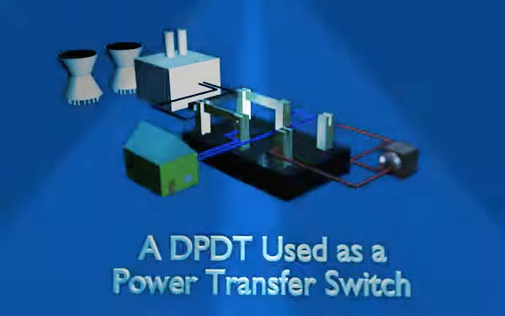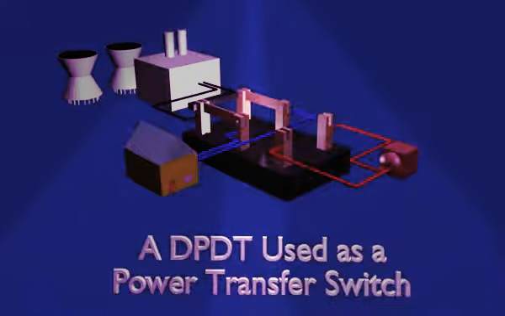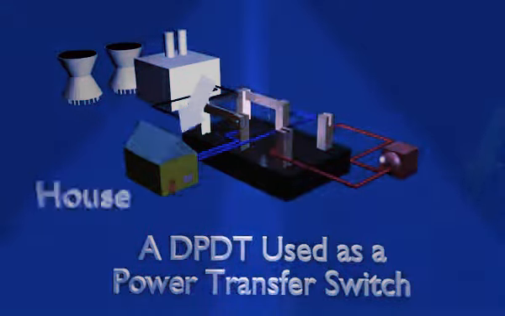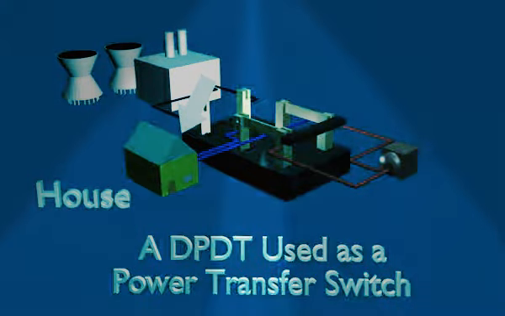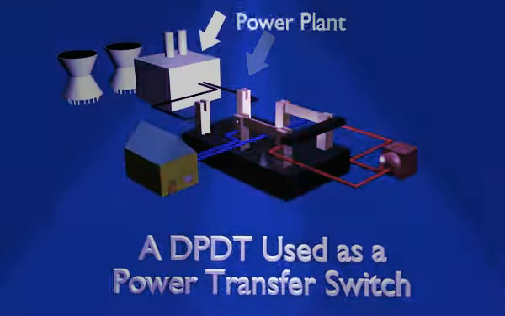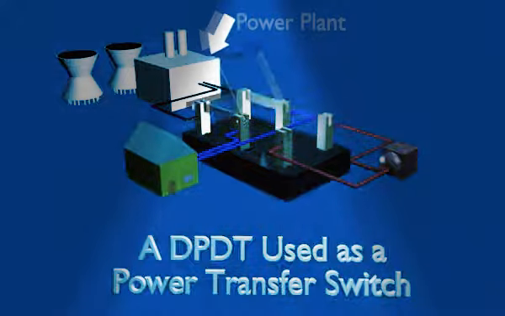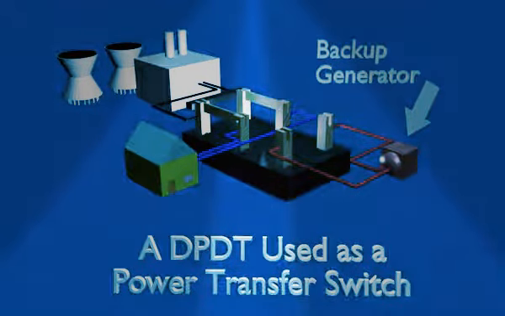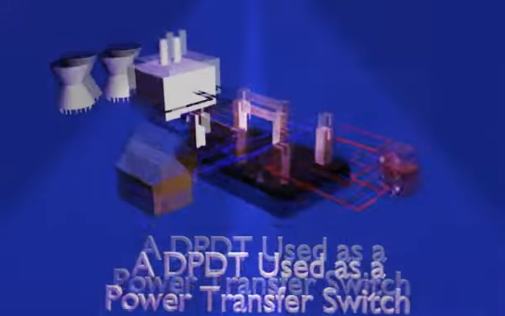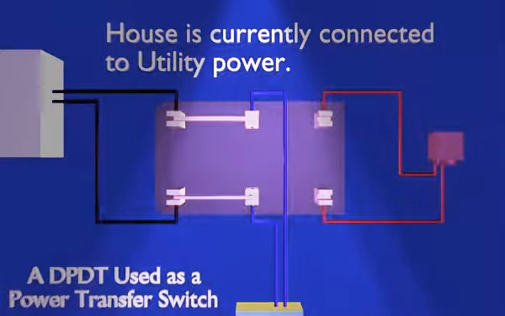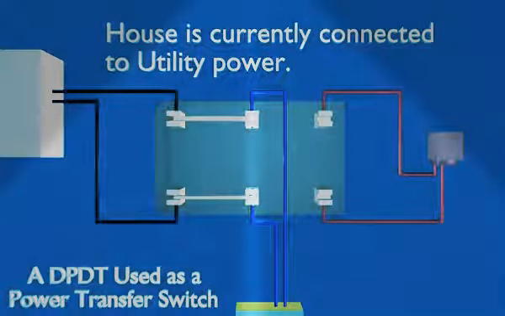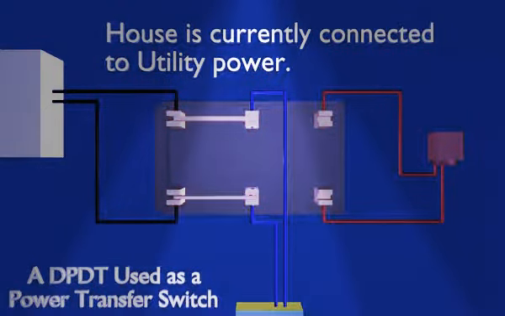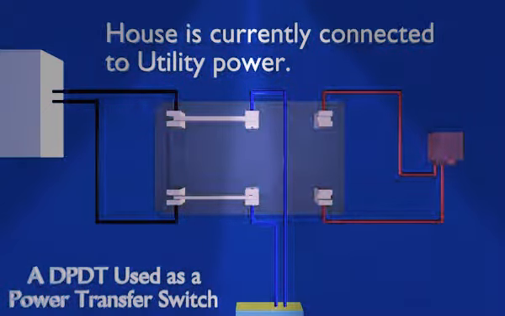Here we have a double pole double throw switch being used as a power transfer switch. Here's the house, which is connected to the middle of the double pole double throw. Here's the power plant, connected to one end, and over here on the other end is the backup generator. This house is currently connected to the utility power. As you can see, the poles are switched over to the left, which is what is allowing power to be fed from the power company to the house.